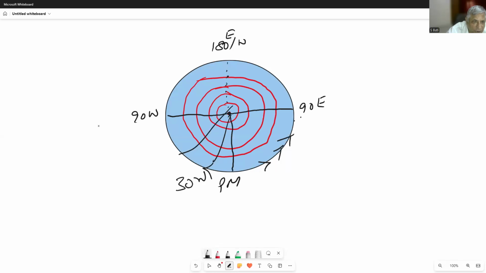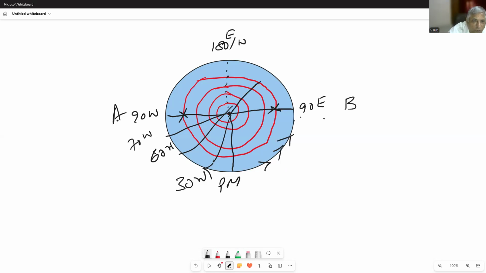Let's say 30 west, 60 west, 70 west, 90 west. Then this will be the change of longitude. Between 90 east and 90 west, there will be 180 degrees change of longitude. If this is place A and this is place B, change of longitude is west. If this is A and this is B, then the change of longitude is 180 degrees east between these two places, let us say. One is on 90 east, one is on 90 west.